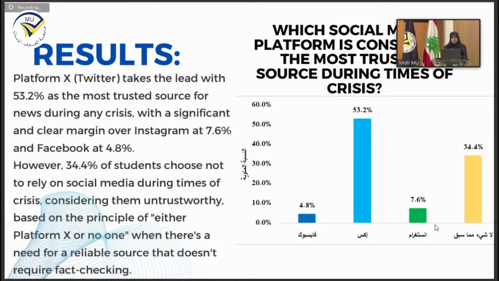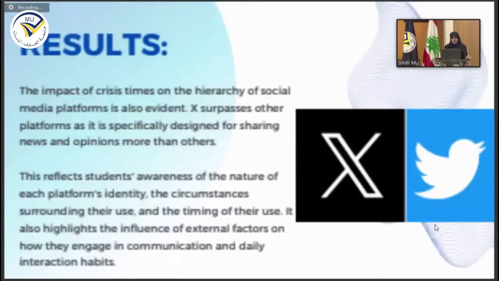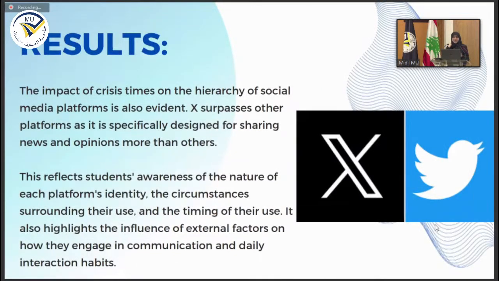However, 34.4% of students choose not to rely on social media at all in crisis time, and this maybe obliges us to say that it is either platform X or no one when it comes to crisis. Last but not least, the impact of crisis times on the hierarchy of social media platforms is also evident. X surpasses other platforms as it is specifically designed for sharing news and opinions.